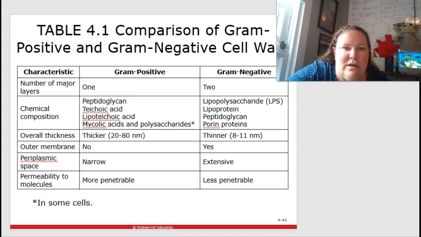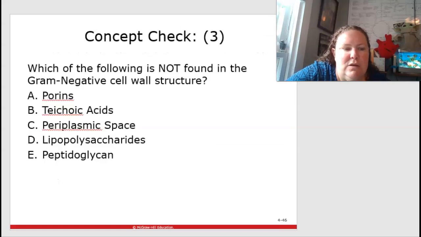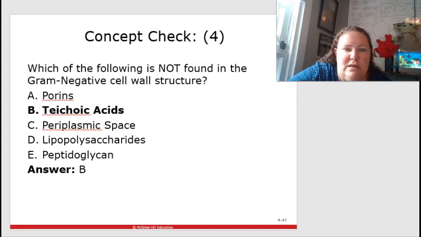So let's do a concept check. Which of the following is not found in a gram negative cell wall structure? Pause me and come back. All right, the answer is B, teichoic acids. All right, great job.